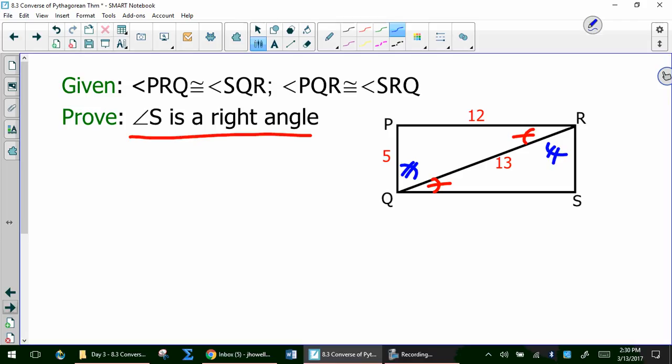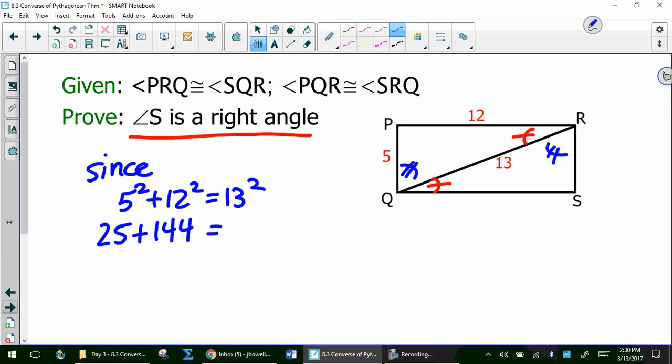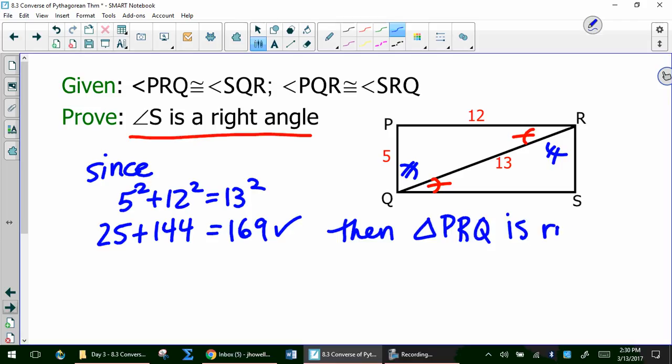So since you know some lengths, right? Since 5 squared plus 12 squared equals 13 squared, is this true? It is true. Then we know that triangle PRQ is a right triangle. Okay? So, that we know. And we also could prove that lines are parallel. So this is the Pythagorean theorem converse here, right? This is the converse that we're using.